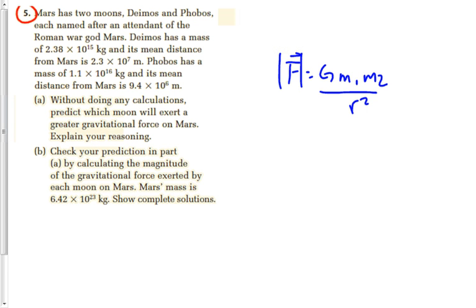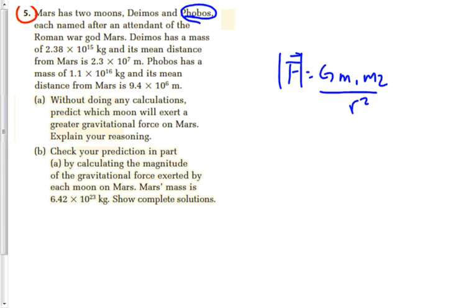The force of gravity between you and the Earth is a certain value right now. If you were at the International Space Station, it would be much lower because the distance is greater. The smaller the distance, the closer it is to the object that's producing the gravity, then the bigger the force is going to be. So which one was it? Phobos? Phobos because it has the bigger mass and the closer distance. Bigger m, smaller r.